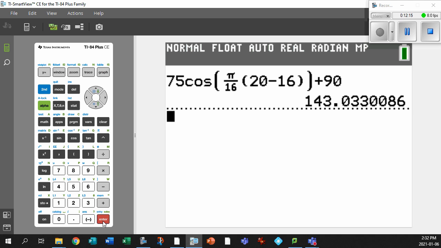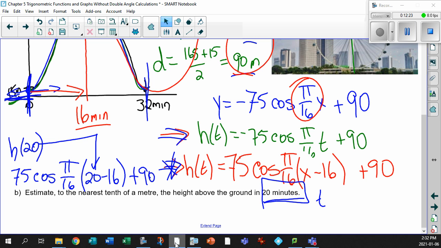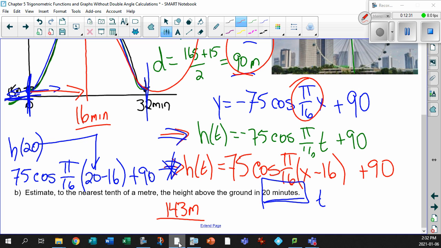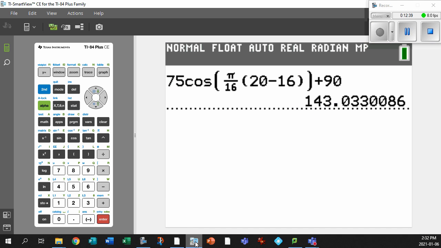Scary. But you know what? This is what I don't like about calculations like this. It's a number. You know and I know this is at 143 meters. Yippee skippy, who cares, right? Oh, and it's to a tenth of a meter, 143.0. So that tells me I'm at 143 meters, but honestly, I don't know where that is.